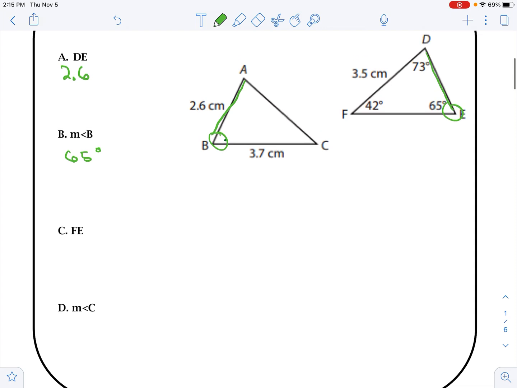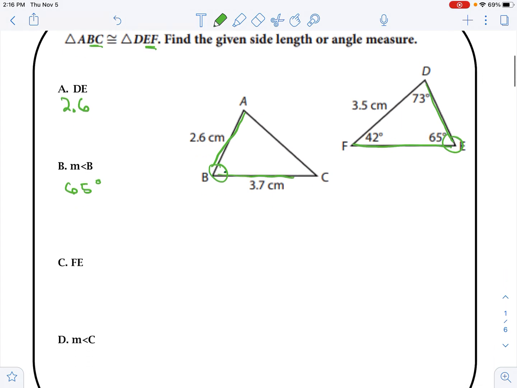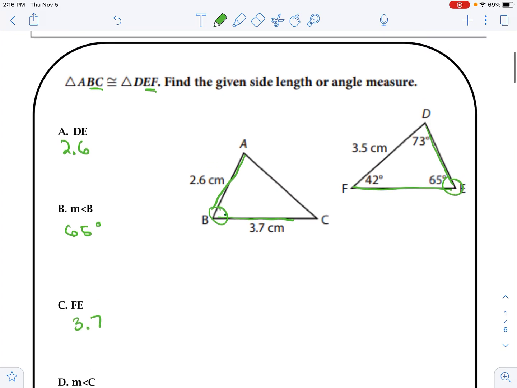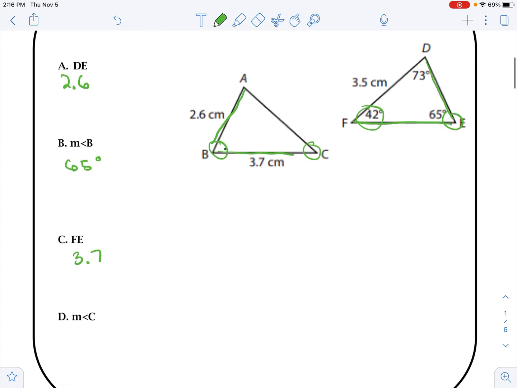I go to FE. FE is this side right here, and again, I go up to the letters. The letters are what helps us. So if I look at FE, that's right there, I know it's equal to CB down here, so that would be 3.7. And then lastly, angle C. I look up, and angle C and angle F are in the same spot. So C and F would be 42 degrees.